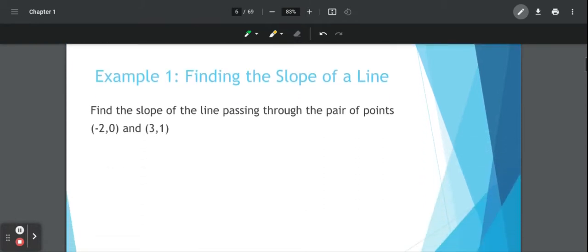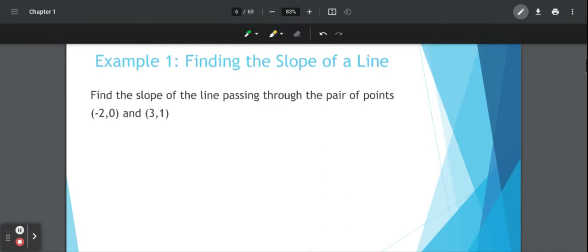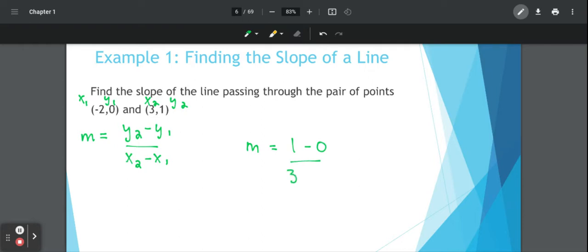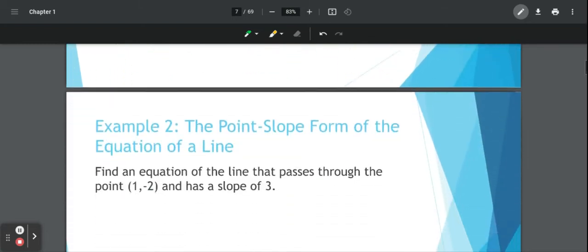So looking at this first example, finding the slope of a line, remember that the formula is y2 minus y1 over x2 minus x1. So if we use the first point as our x1 and our y1, and the second point as our x2 and our y2, if we're calculating the slope, we would say y2 minus y1 over x2 minus x1, which would give us 1/5. So we would rise 1 and we would run 5.